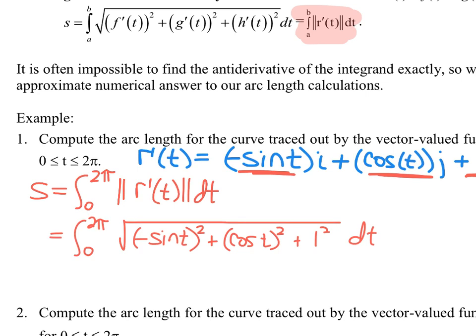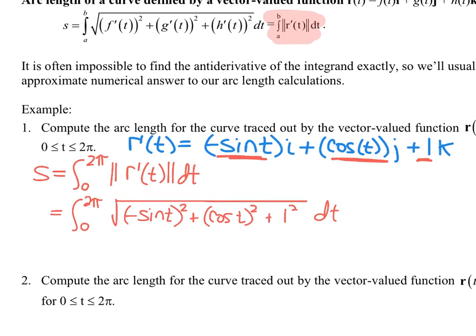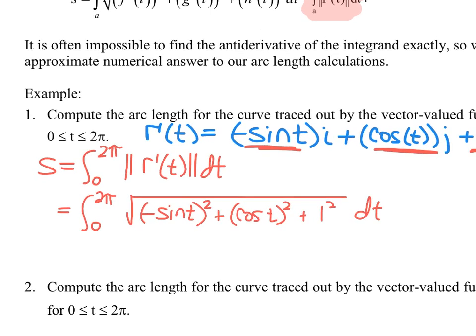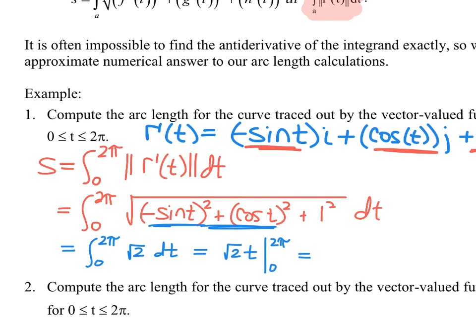Now you could just pop this in your calculator, but this is one of those rare instances where doing it by hand is actually quicker than even typing it into your calculator. Okay, and that's because sine squared plus cosine squared is equal to what? 1. So under the radical, I have a 1 plus 1, which is 2. So this is 0 to 2 pi radical 2 dt. Integrating that, I get radical 2 times t on the interval of 0 to 2 pi. So 2 pi radical 2.